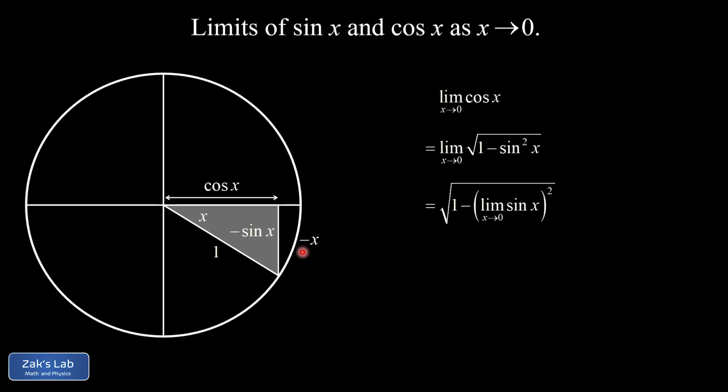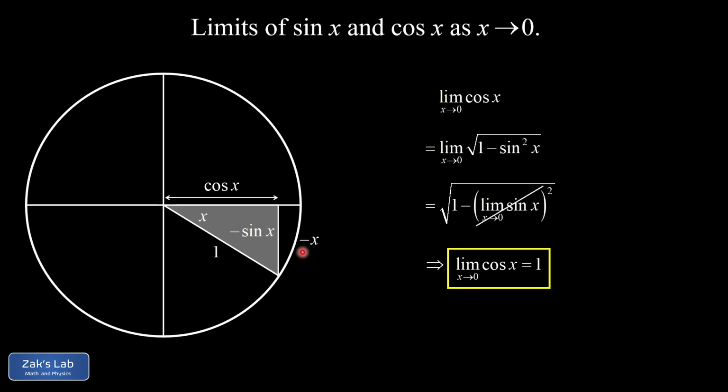Of course, what we proved in the first part of this video is that the limit of the sine function as x goes to 0 is 0. So that piece is gone. I'm left with the square root of 1. And we conclude the limit of cosine x as x goes to 0 is just equal to 1.